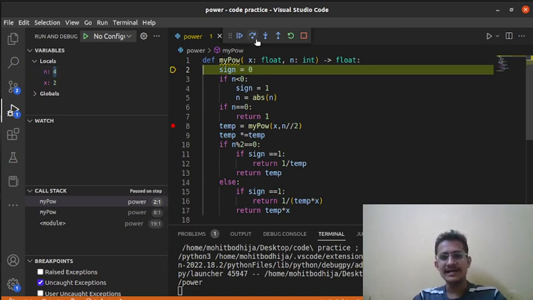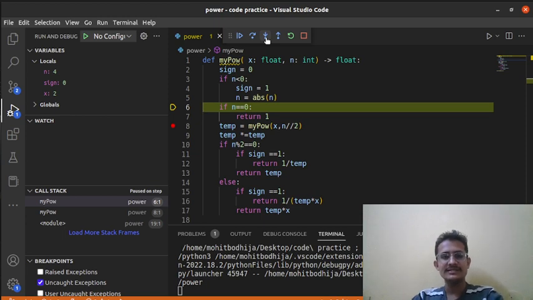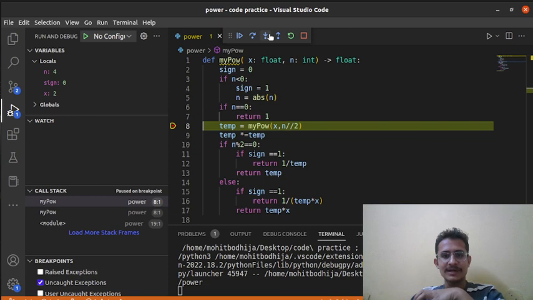Now it will again check sign is 0. So I will say yes. So if n is positive, yes it is positive. It will check whether n is 0. No, our n is 4 now. So what we will do, we will again step down. Again it is calling the my power function.